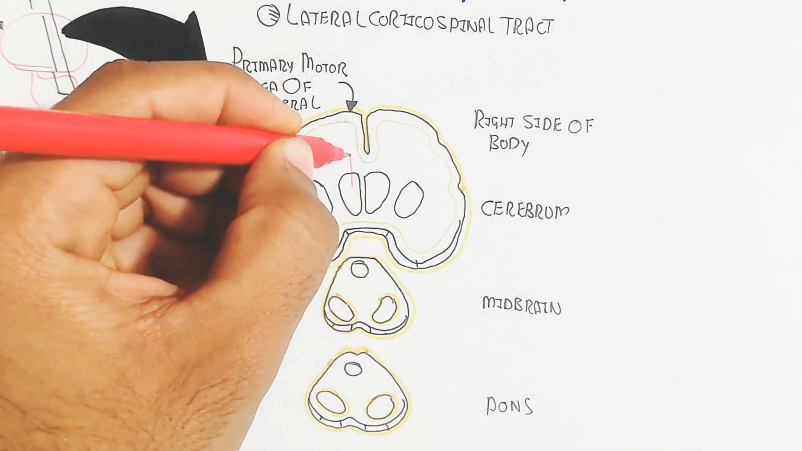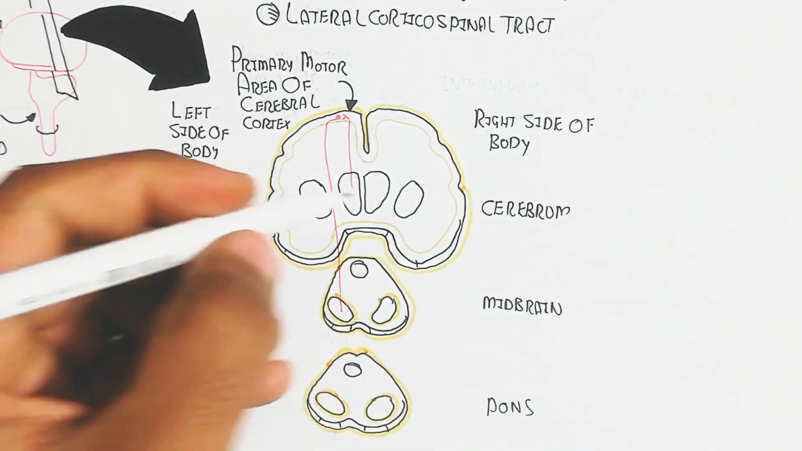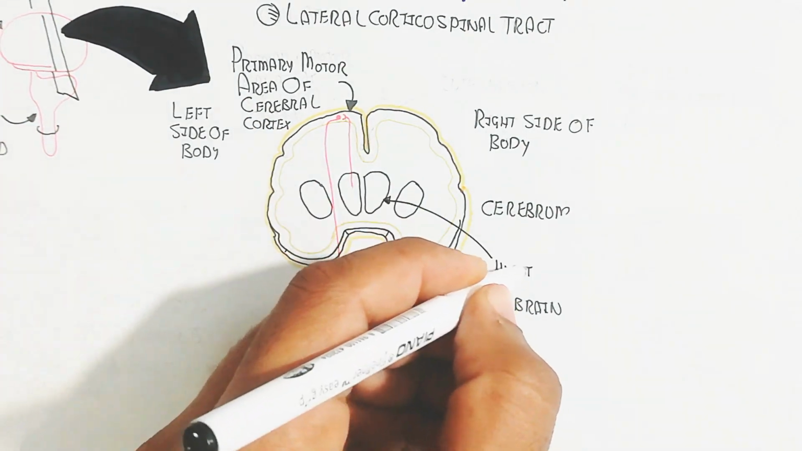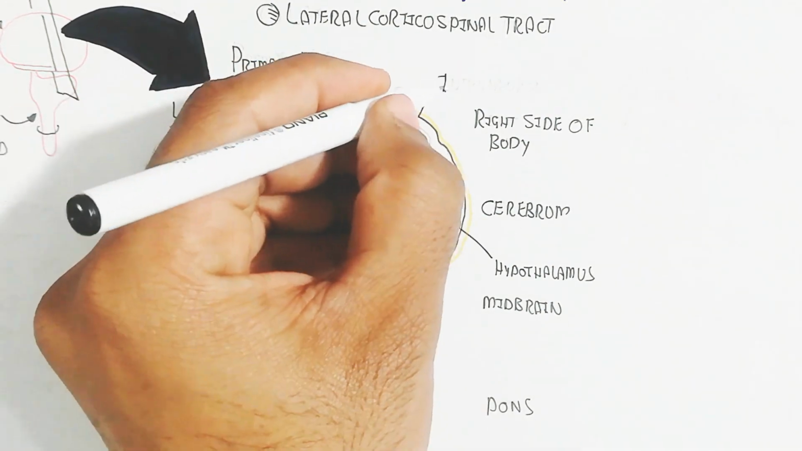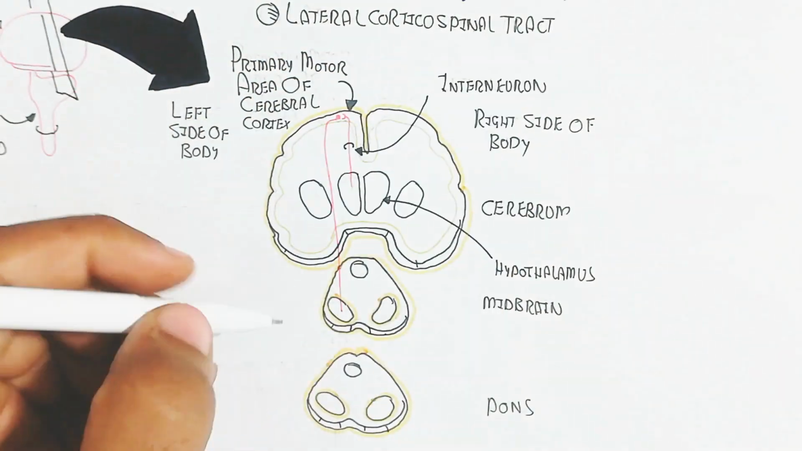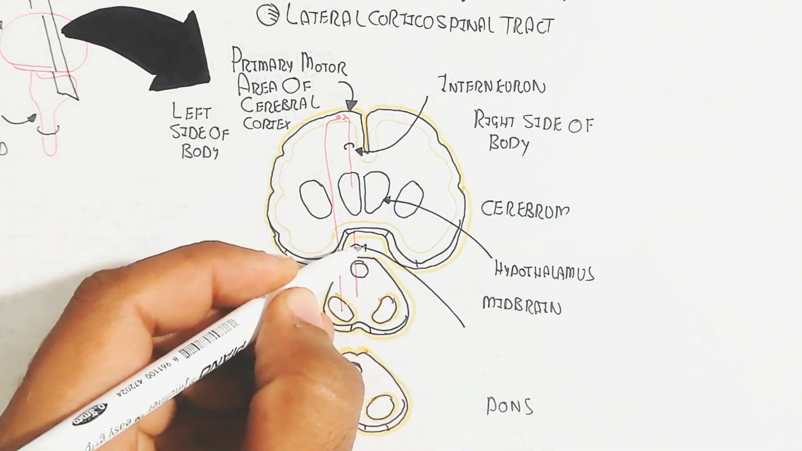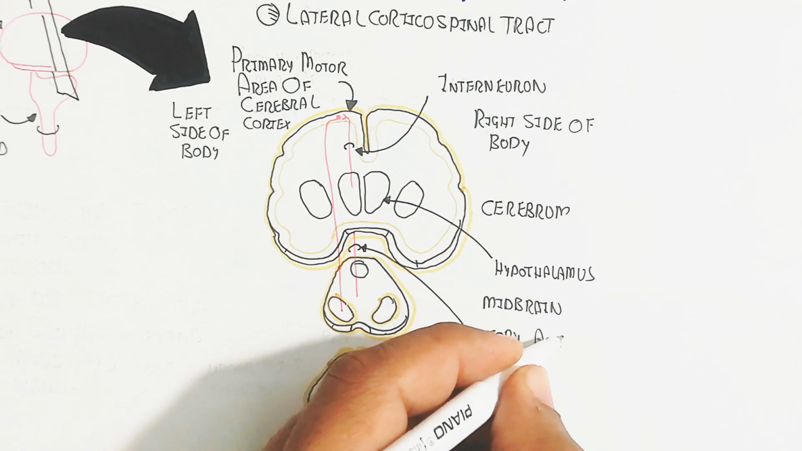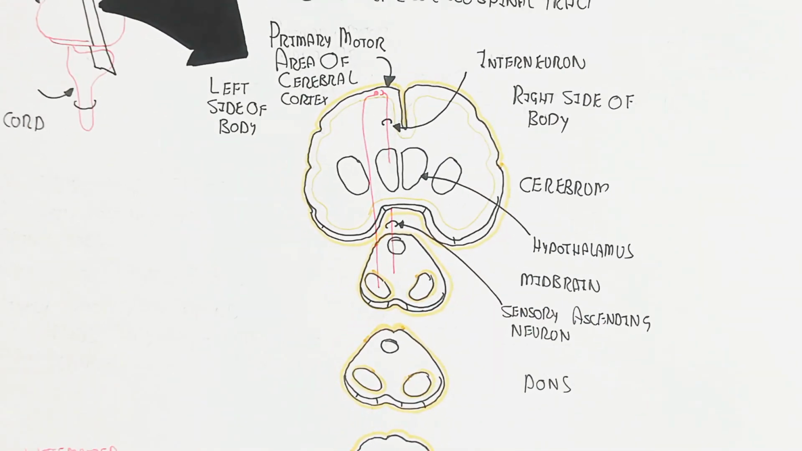After the sensory neuron, the interneuron transmits the signal to the higher brain cortex, which stimulates the firing of the upper motor neurons. The upper motor neuron is not a true motor neuron because it does not synapse directly but indirectly. This is the sensory ascending neuron, the third order neuron.